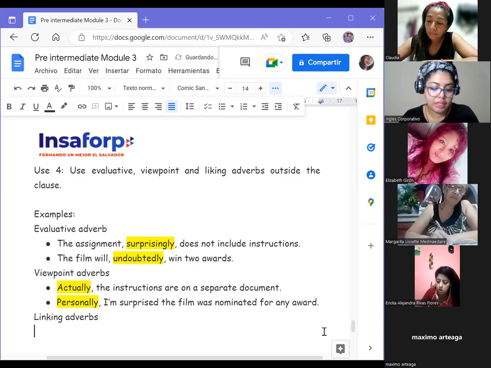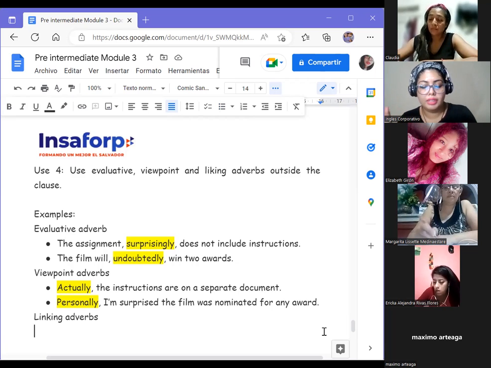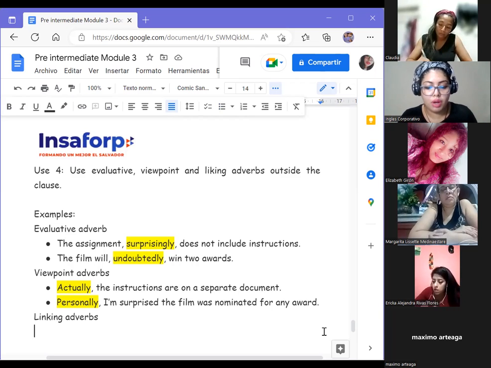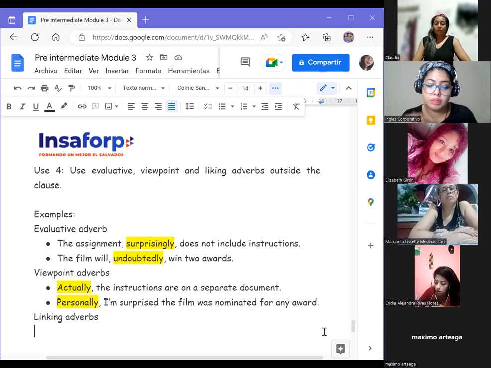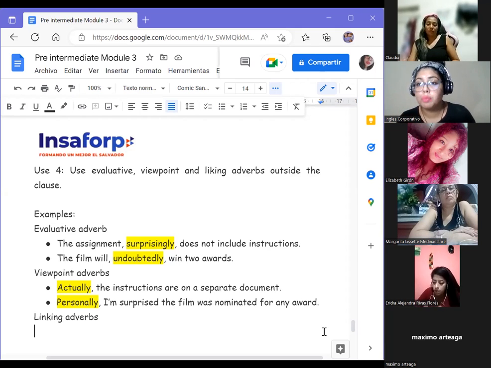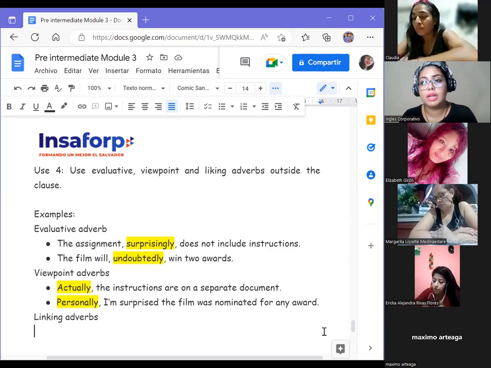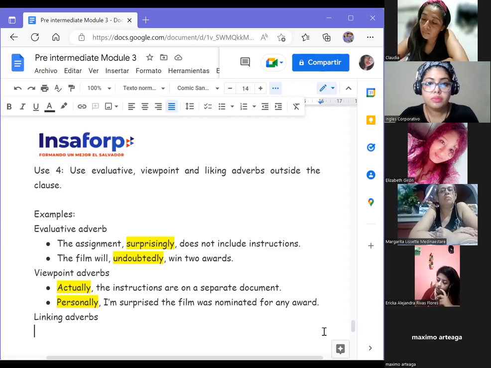And it says the linking adverbs like however or likewise connect two sentences, while adverbs like but connect clauses. En este caso, algunos adverbios como however está uniendo, o conecta dos oraciones, pero la palabra but, que en español es pero, está conectando dos cláusulas. Son diferentes, pero se utilizan para conectar. Una conecta oraciones, la otra conecta cláusulas. Y tenemos un ejemplo de oración y un ejemplo de cláusula.